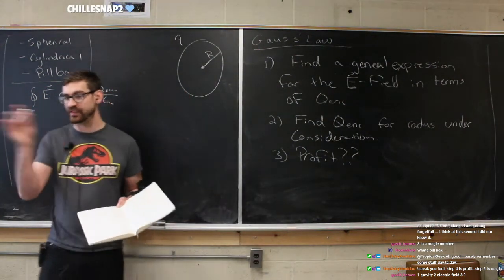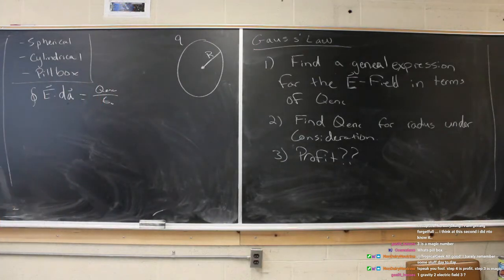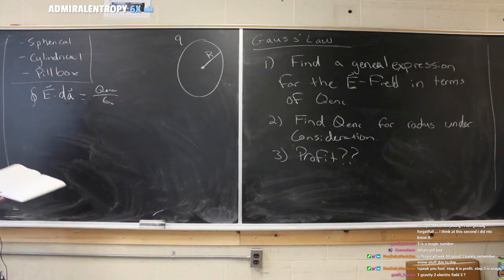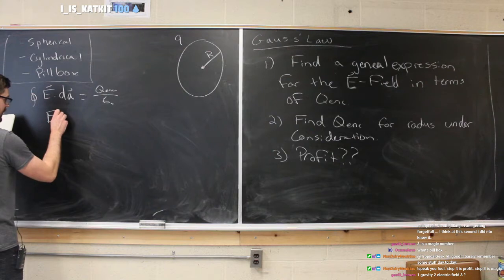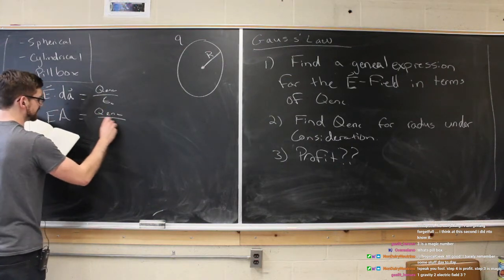The symmetry of a sphere is obviously a sphere. So that's the symmetry we're going to be using, and we're going to want our Gaussian surface to be spherical. So when we say that this area is associated with the area of a sphere, it's going to be EA equals Q enclosed over epsilon naught.